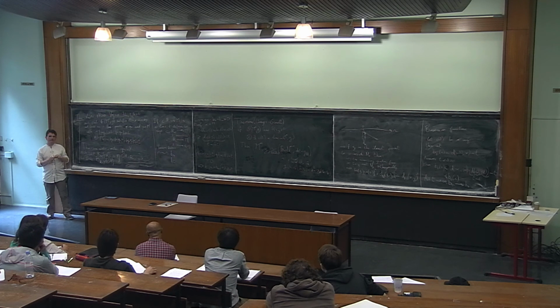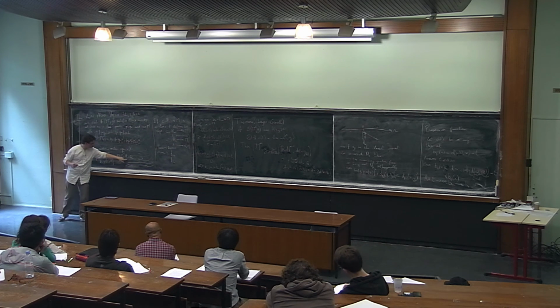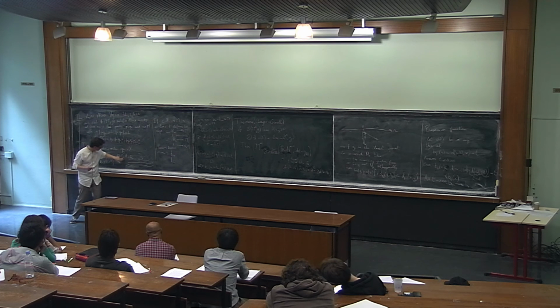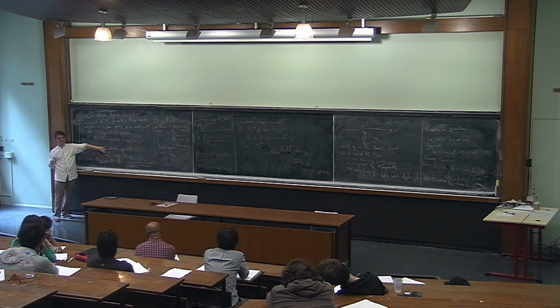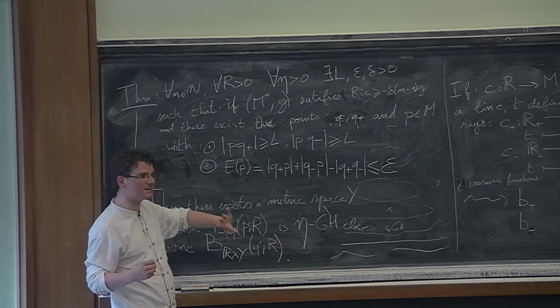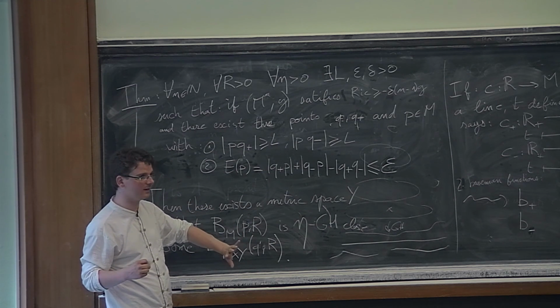Does this converge to a line? It's not converges, it's close. Eta is some positive number, Gromov-Hausdorff close. So the Gromov-Hausdorff distance between this and this is less than eta. That's what it means, okay?